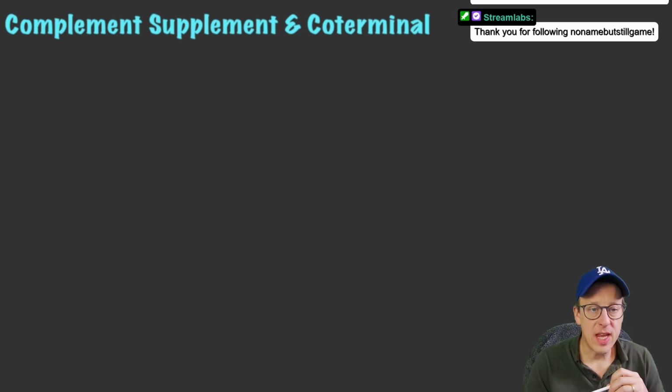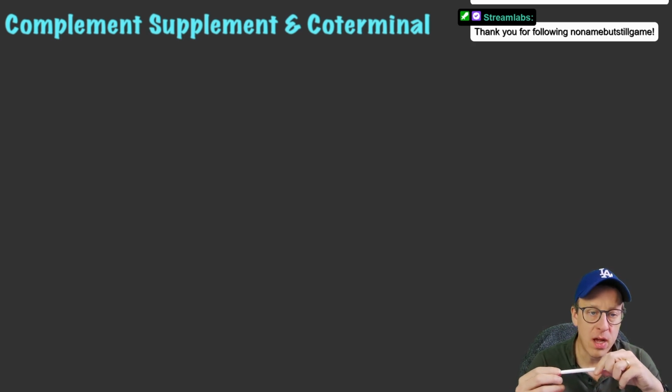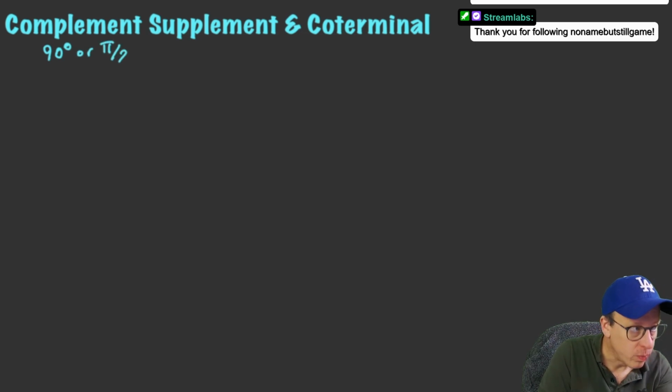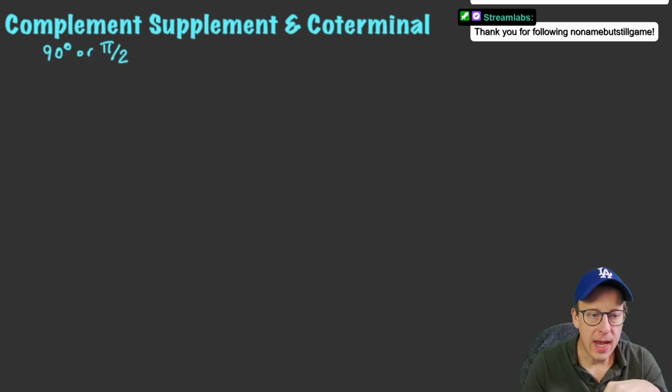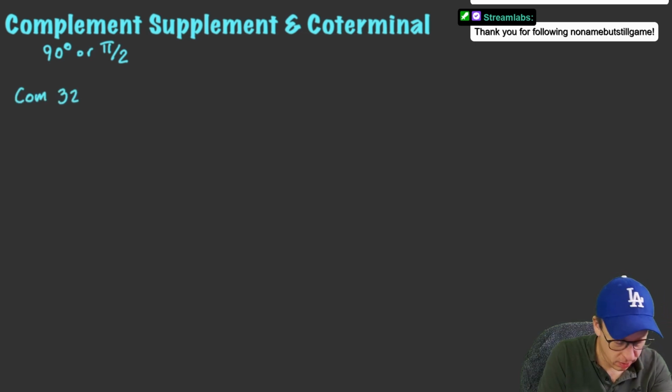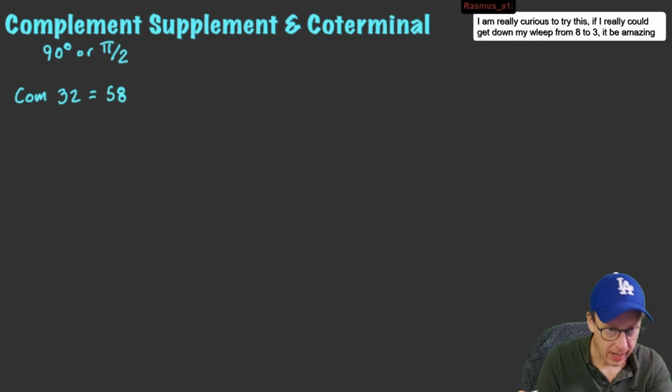Okay, so the complement of an angle is that which is going to sum to equal either 90 degrees, or π over 2. And so what would be the complement? Let's just say complement of 32. Well, it would be equal to 58 because that's what gives us 90 degrees.